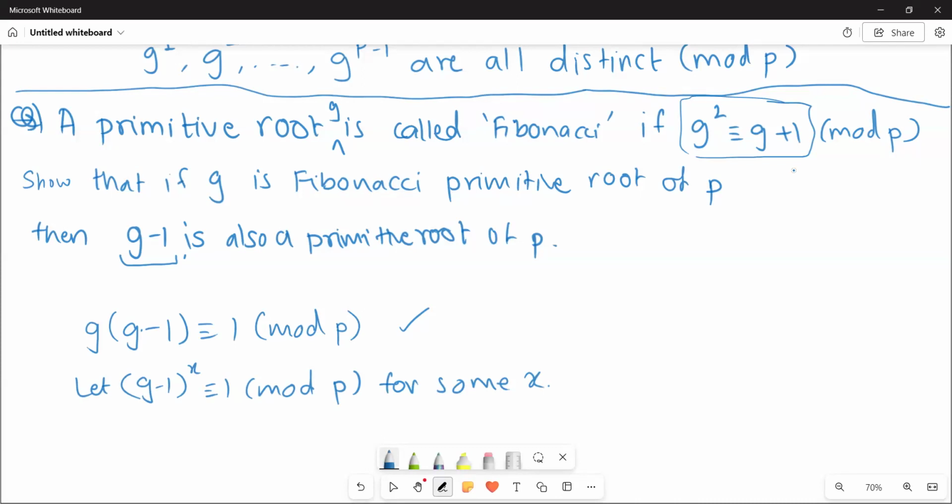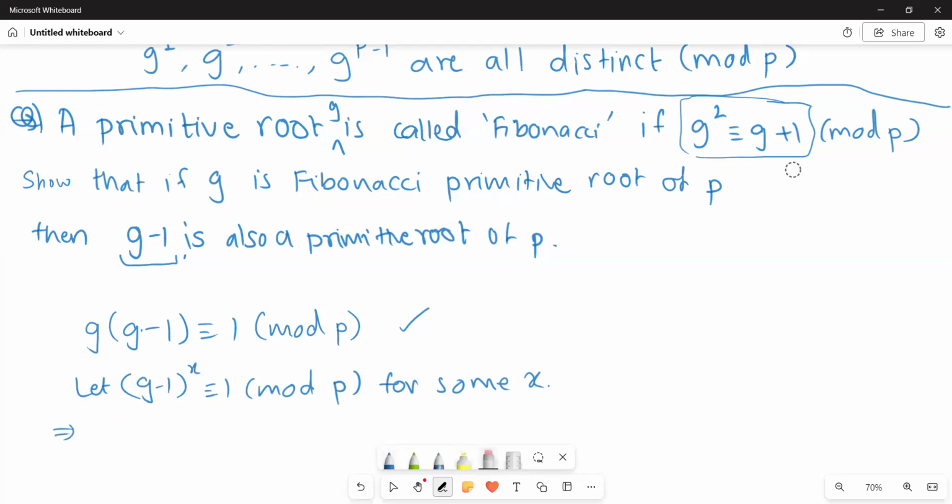So now g to the power negative x is also congruent to 1 mod p. But if we take the inverse on both sides, then g to the x is congruent to 1 mod p, as the inverse of 1 is 1. So x has to be p minus 1.